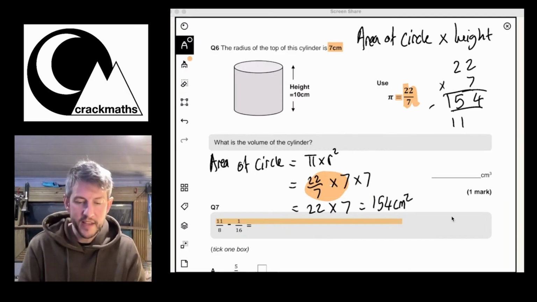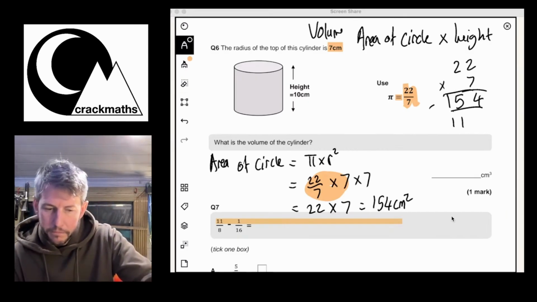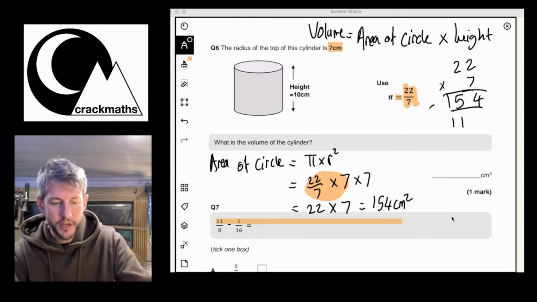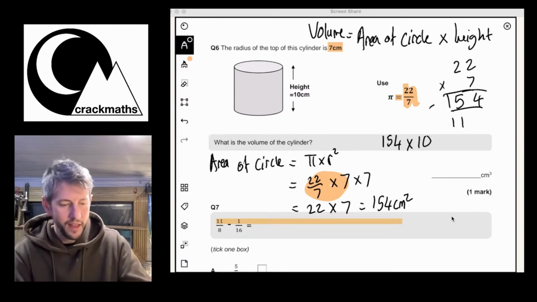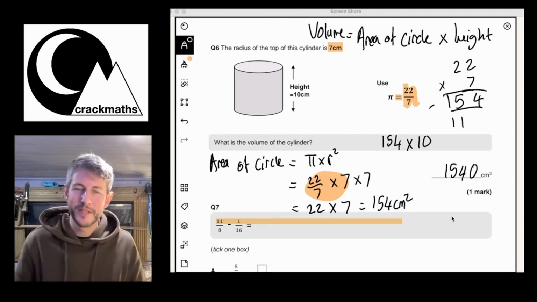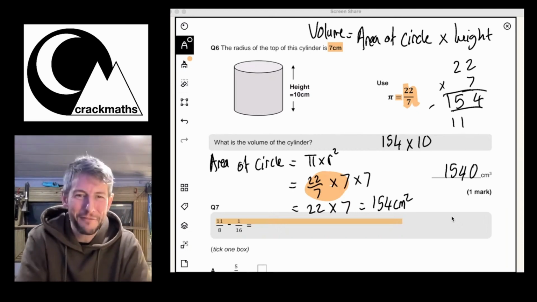So if the area of the circle is 154 centimetres squared, the volume equals the area of the circle times height. So I simply have to do 154 multiplied by 10, and that will give me 1,540 centimetres cubed.